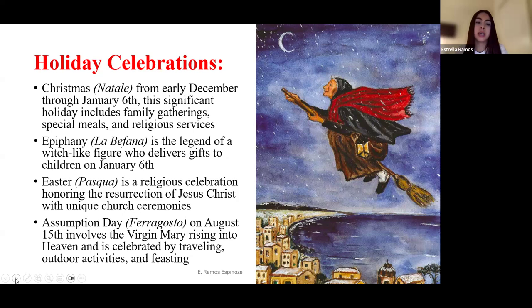Then we have Assumption Day, also known as Ferragosto, on August 15th, involving the Virgin Mary rising into heaven and is celebrated by traveling, outdoor activities, and feasting.